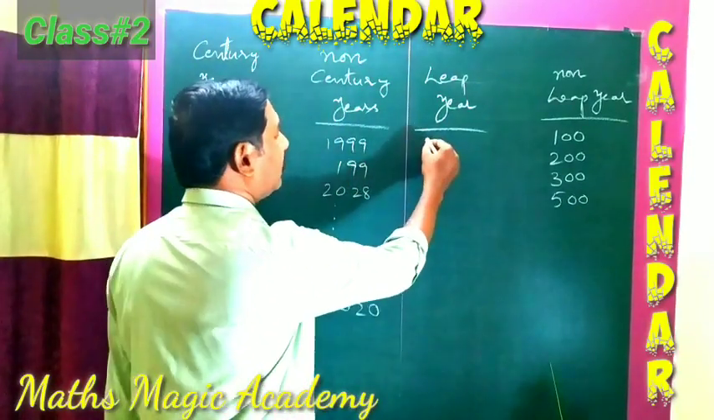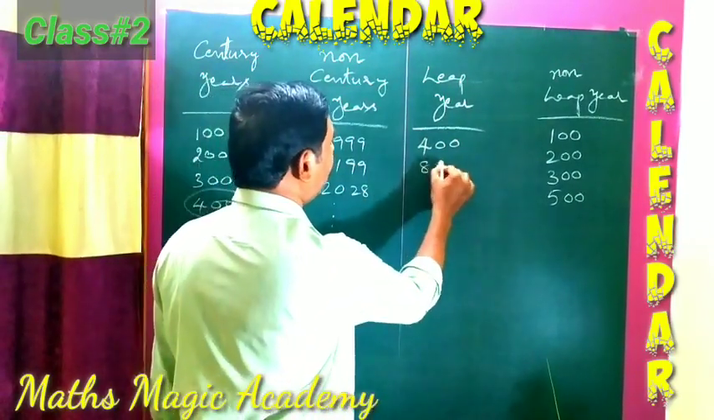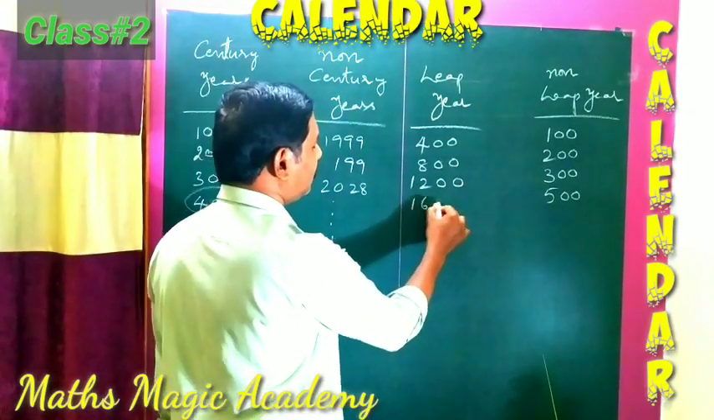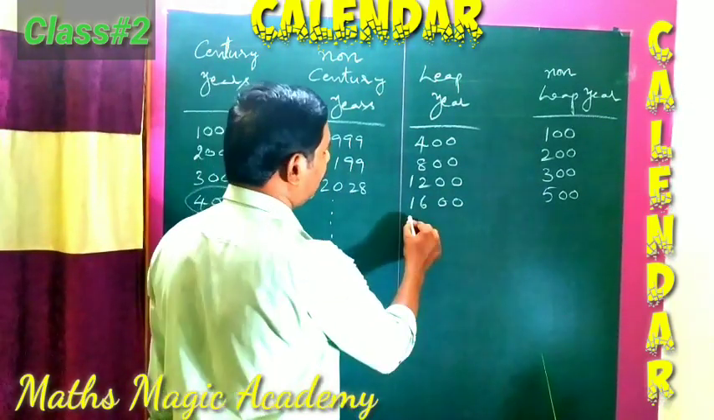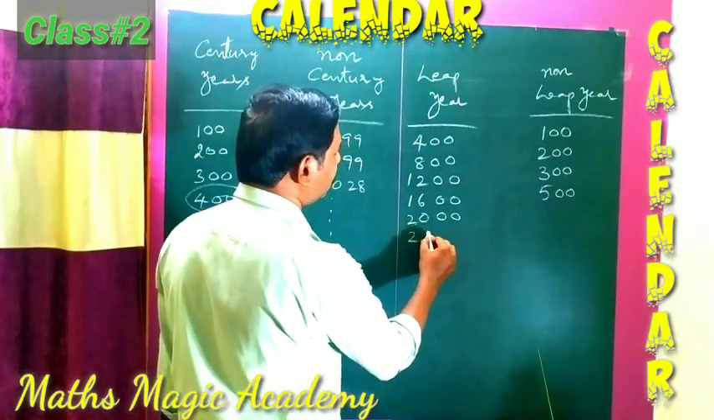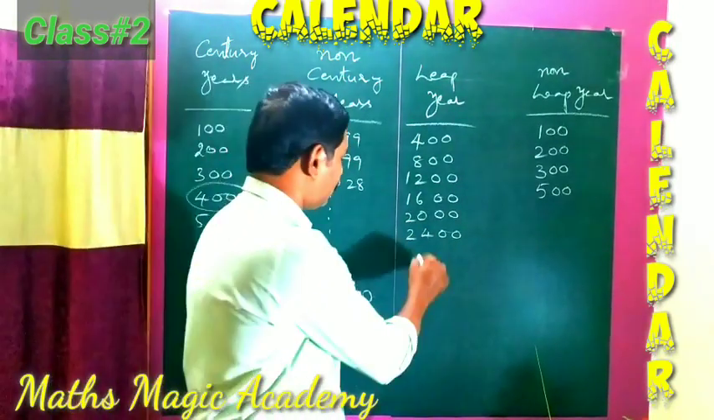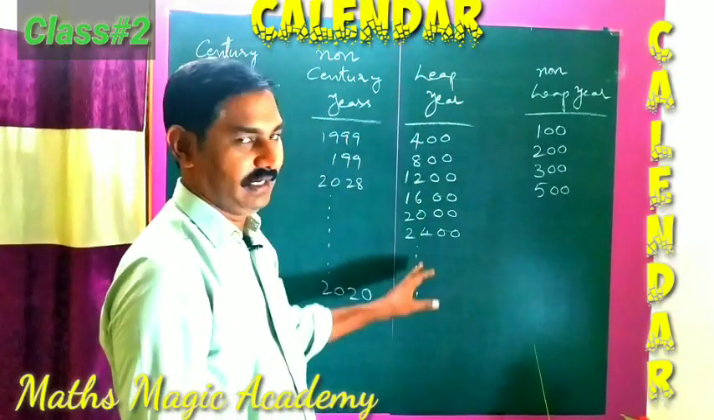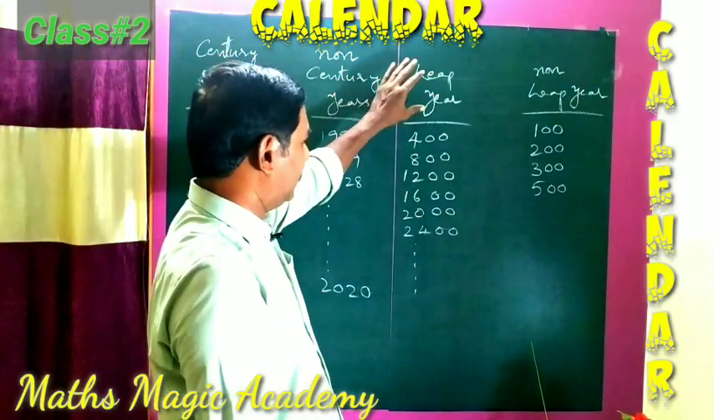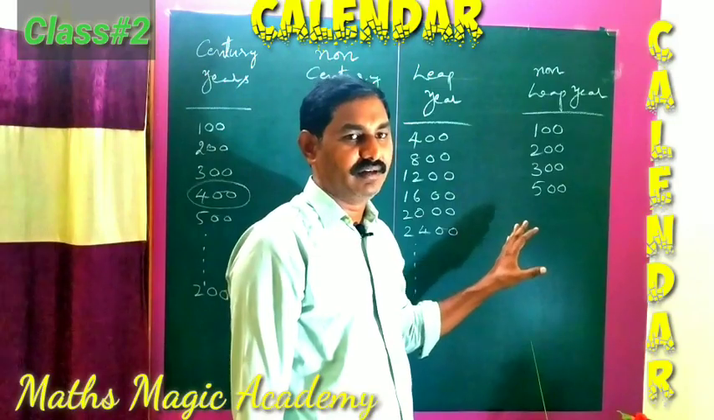And those which are a multiple of 400, that is 400, 800, 1200, 1600, 2000, 2400 and so on, these are all leap years. So among century years, some are leap years and some are non-leap years.